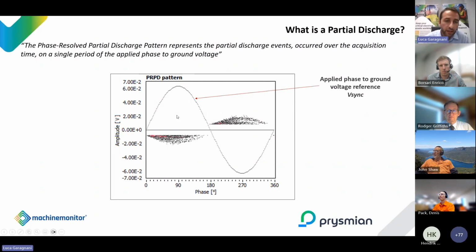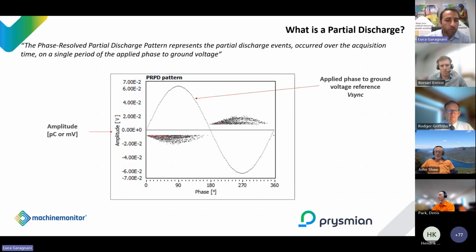So this sine wave represents the phase-to-ground voltage of the system. And if we synchronize properly our oscilloscope with the right phase, we actually have the pulses of the discharge positioned in the right phase position for the phase under test.